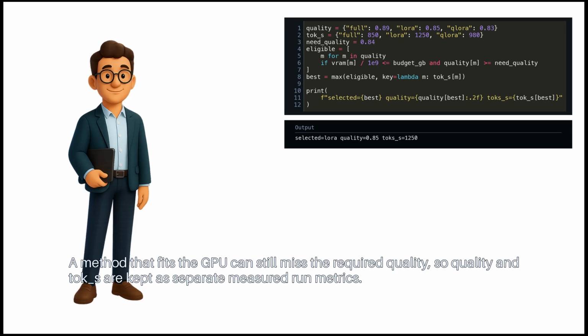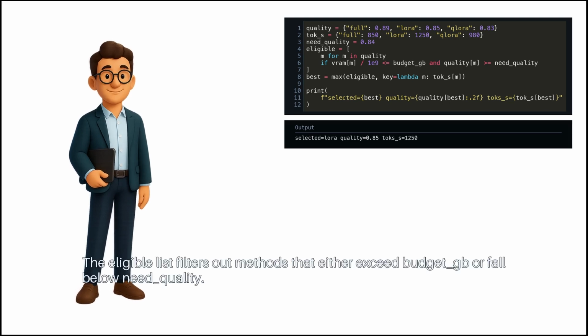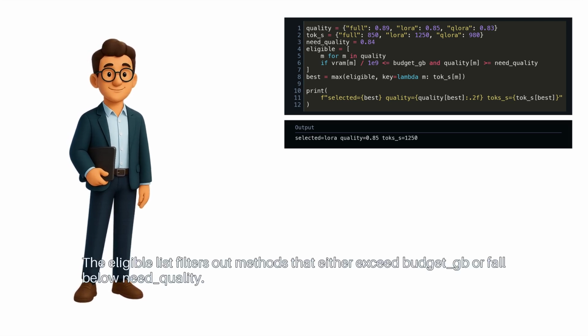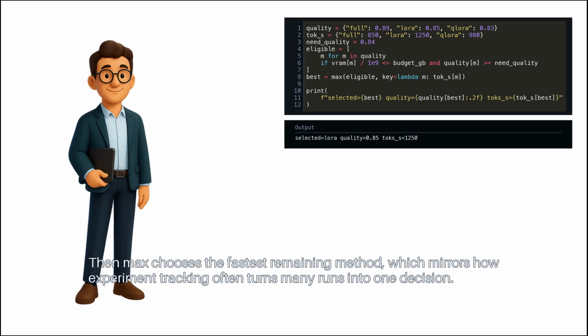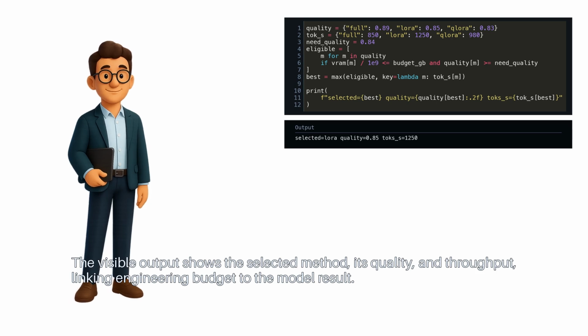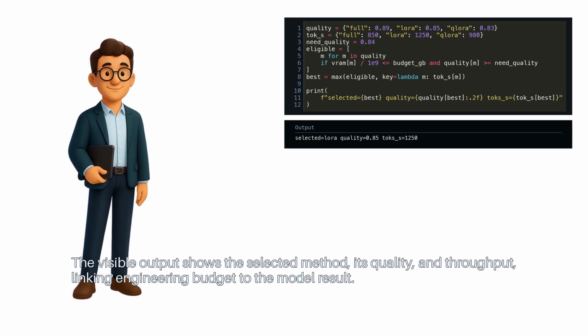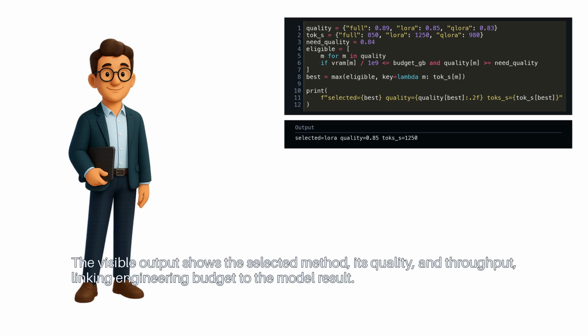A method that fits the GPU can still miss the required quality, so quality and tokens per second are kept as separate measured run metrics. The eligible list filters out methods that either exceed budget GB or fall below need quality. Then max chooses the fastest remaining method, which mirrors how experiment tracking often turns many runs into one decision. The visible output shows the selected method, its quality, and throughput, linking engineering budget to the model result.